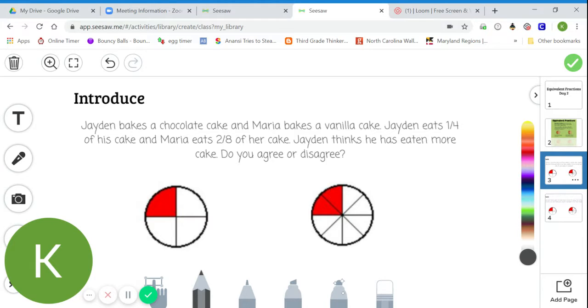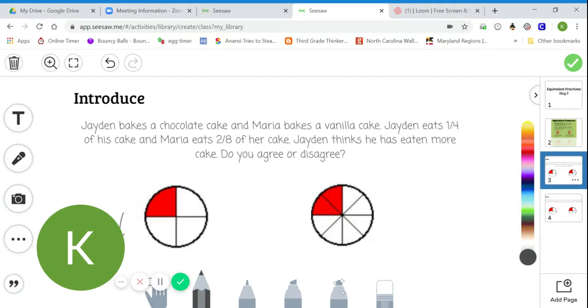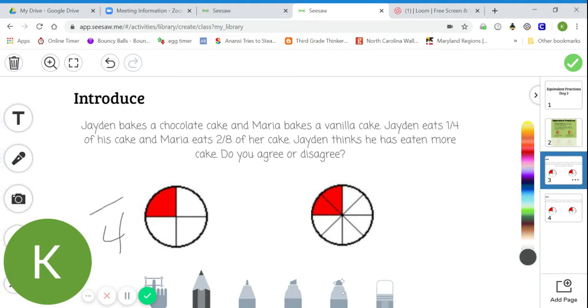This piece has 4 equal sized pieces and 1 shaded in. So this must be Jaden's chocolate cake because this fraction is 1/4. This cake has 8 equal sized pieces, and 2 of those pieces are shaded. 2 parts of the fraction are shaded. So this must be Maria's cake, where she ate 2/8. Now, right now I might not be able to tell which person ate more, but I have a couple of different strategies that can help us figure it out.